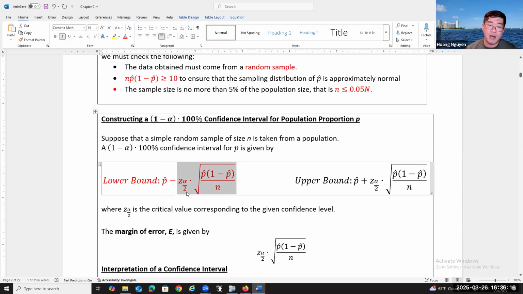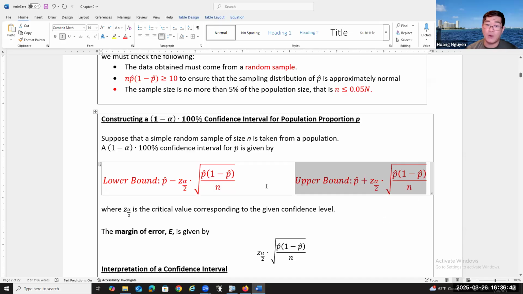So we take z sub alpha over 2 times the square root of p hat (1 minus p hat) over n. That's going to be the calculation for the lower bound. Now for the upper bound, it's going to be a similar idea. We use the point estimate, but now we add the margin of error E. So we take the point estimate p hat plus z sub alpha over 2 times the square root of p hat (1 minus p hat) over n.